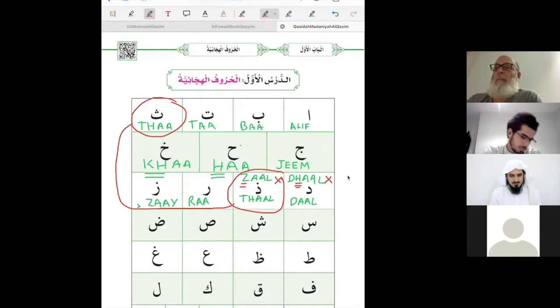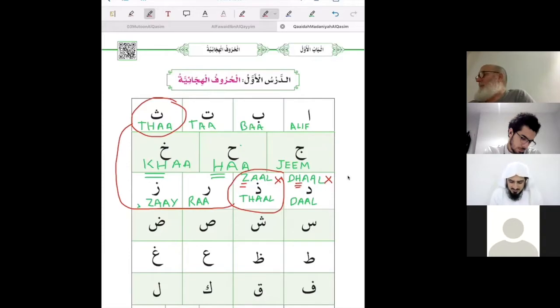أحسنت. طيب يا خيبر اقرأ. زي را ذال دال خا ح جيم ثا تا با ألف. أحسنت. يا سهيل اقرأ. Zai, Ra, Zal, Dal, Dhal.